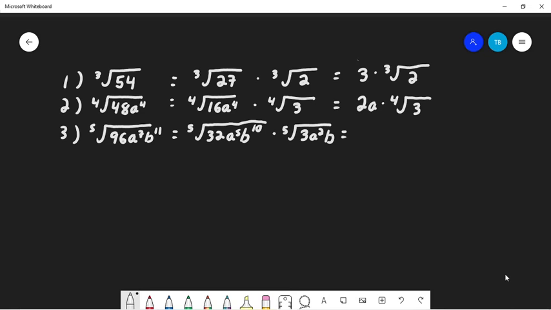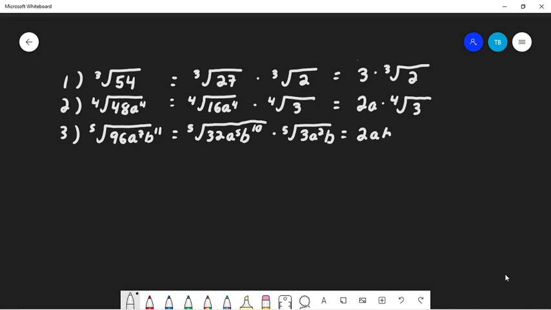And then we can write our final answer by simplifying the perfect fifth factor by taking the fifth root. So the fifth root of 32 would be 2. The fifth root of a to the fifth, so again, we just take the exponent and divide by 5. So 5 divided by 5 is 1. So that would just be a to the first, or a. And then b to the 10th, take the fifth root by taking the exponent, divide by 5. So 10 divided by 5 is 2.